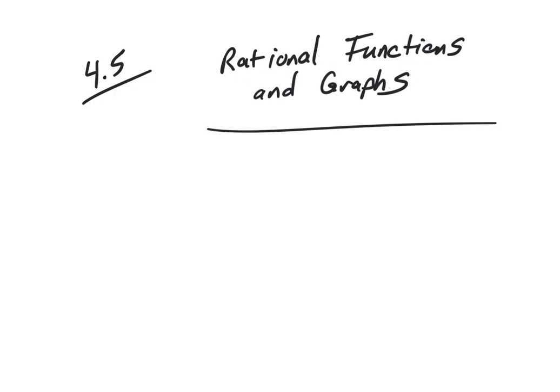In the last chapter, we talked about what a rational function was, and then we solved them. A rational function is a function or a polynomial that has a variable in the denominator. And so we're going to see rational functions today. We're going to talk about graphing them.